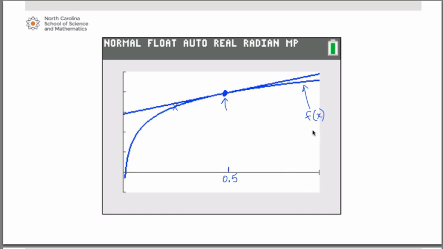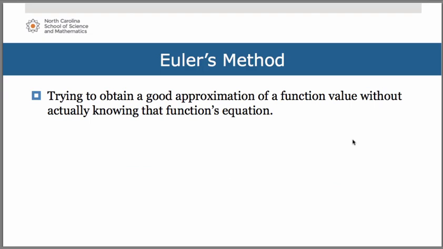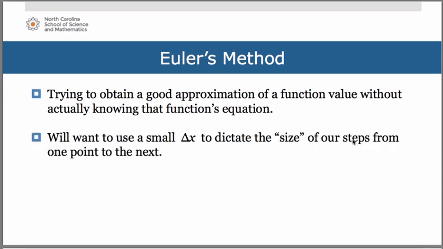The difference, though, is instead of having an original function f of x from which we would have found a derivative from that point with linear approximation, what you're going to have to start with Euler's method is a differential equation, dy dx, or y prime. What we're therefore trying to do with Euler's method is obtain a good approximation of a function value without actually knowing that function's equation. As we saw with linear approximation, we're going to want to use a small delta x value that is going to dictate the size of our steps from one point to the next.